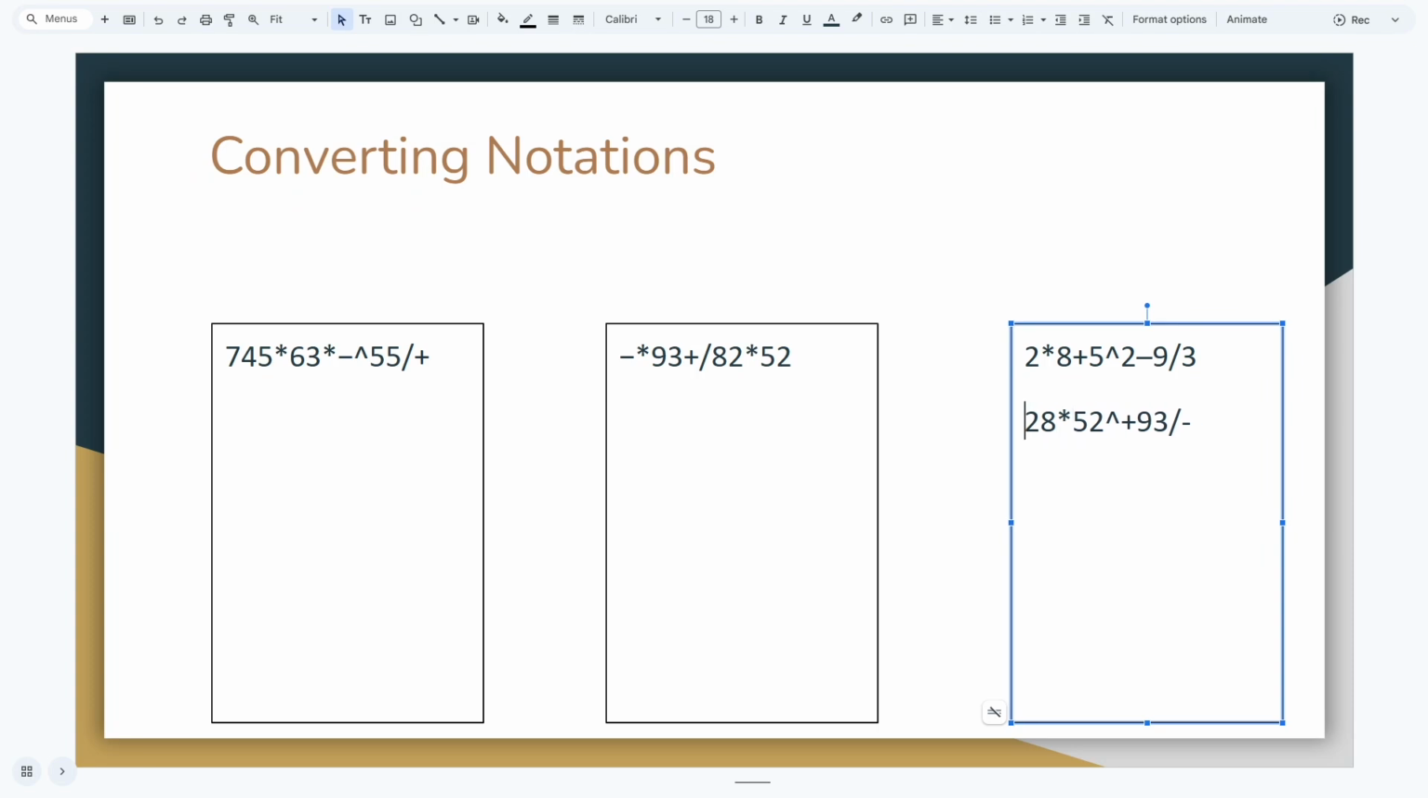So now we got our answer. For 2 times 8 plus 5 power 2 minus 9 divided by 3, in postfix it is 2, 8 multiply 5 to power plus 9, 3 divide minus.